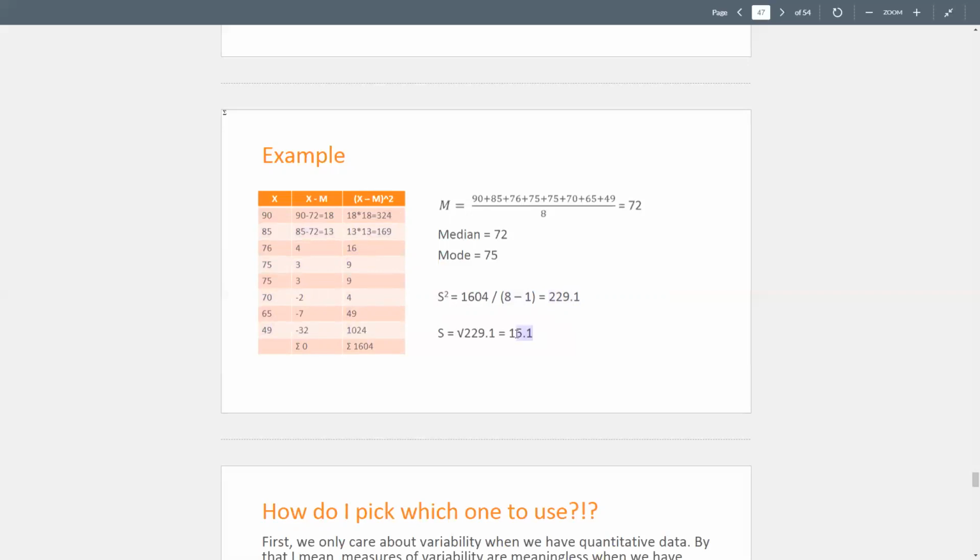That's not as easy to interpret as if we took the square root of it. So we could see that on average, each data point in here varies from one another by around 15 units. That's the average deviation from the mean, about 15 units.